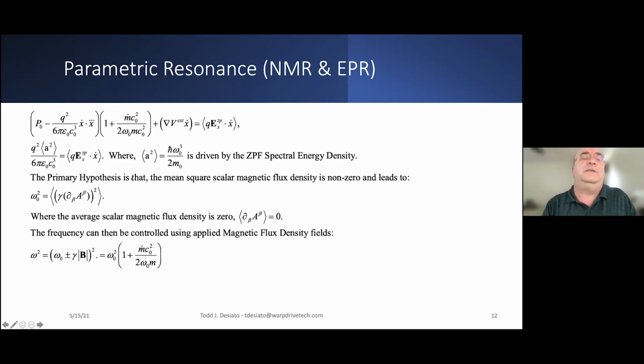So the primary hypothesis to derive propulsion is that the mean square scalar magnetic flux density is non-zero and leads to a frequency squared like this using the gamma. And the average scalar magnetic flux density is zero because it's a zero-point field. Like I say, those scalar fluxes are random, they're not polarized, and instantaneously you have a value, but on average they average out to zero. So the frequency can then be controlled, or hopefully can then be controlled, using applied magnetic flux density fields.